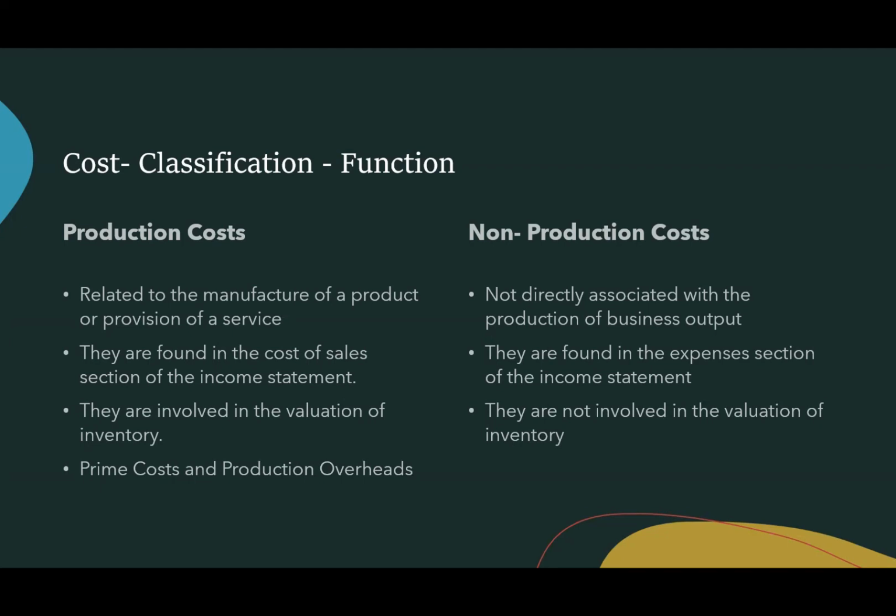So as I gave you an example, prime cost and production overheads together will be considered your production cost, whereas administration, selling, distribution, and finance costs are all non-production costs. They have nothing to do with the production, and they are treated as expenses after the gross profit in your income statement.